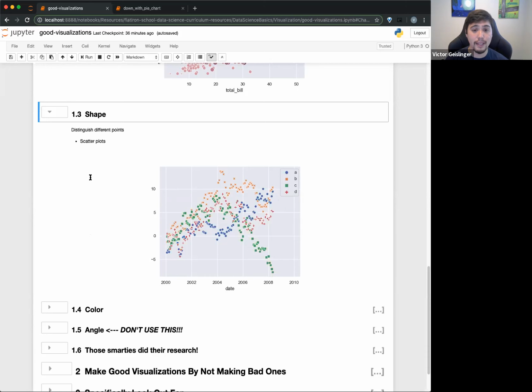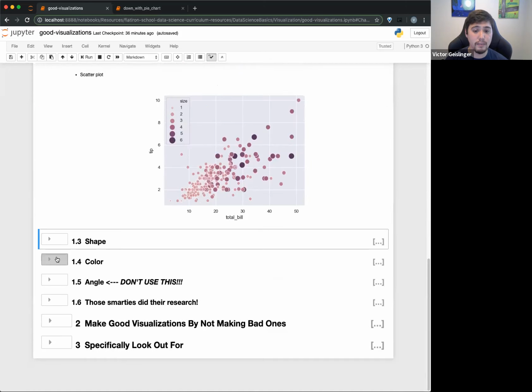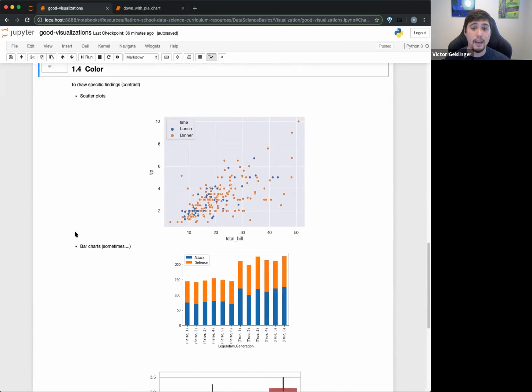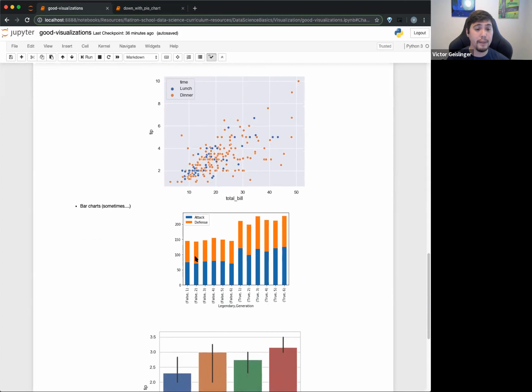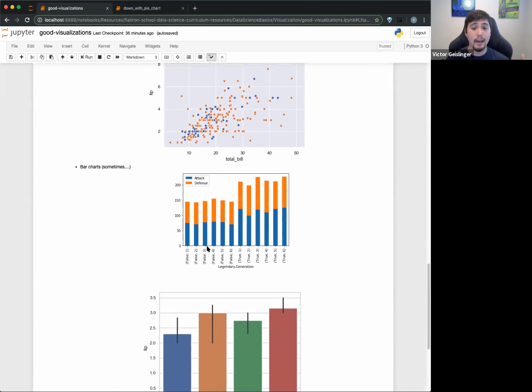Okay. Last one is color. Well, not last one, but second to last one. Color. Again, you're doing something to emphasize, like you can use it to emphasize your findings or say these are distinct parts. So for example, lunch versus dinner here. Again, I don't even know what this data is. I pulled this off from, I think, Seaborn. But the point here is that you can use color to distinguish different aspects, okay?